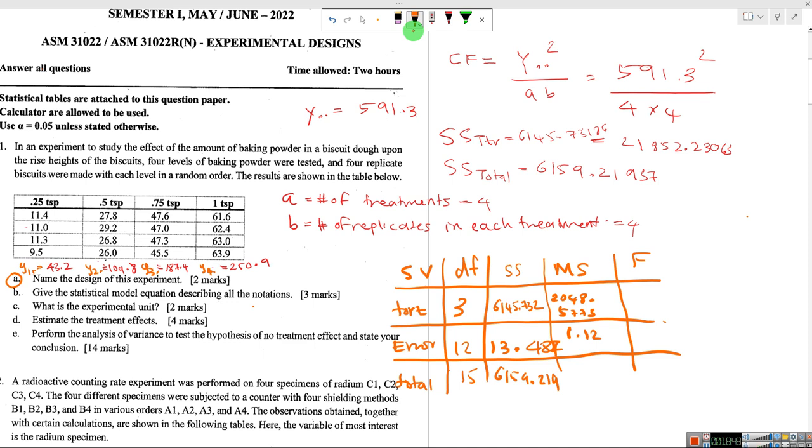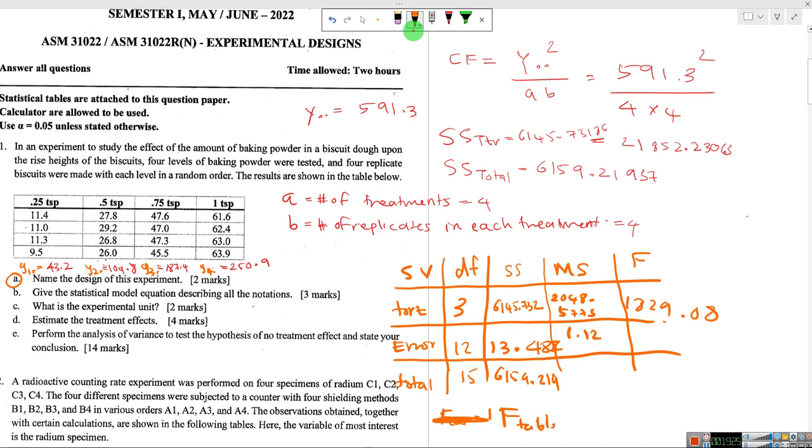So what is the value? 2048.5773 divided by 1.12 equals 1829.08. Okay, right. Now F calculated is equal to this. Always it should be greater than the F table value, then we can conclude. Okay, now we will calculate this F table.